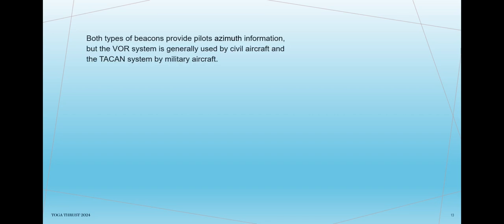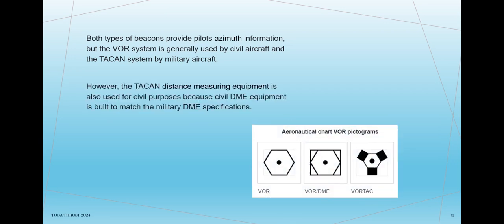Both types of beacons provide pilots azimuth information, but the VOR system is generally used by civil aircraft, and the TACAN system by military aircraft. However, the TACAN distance measuring equipment is also used for civil purposes, because civil DME equipment is built to match the military DME specifications.